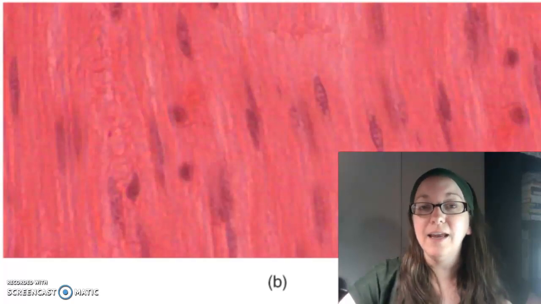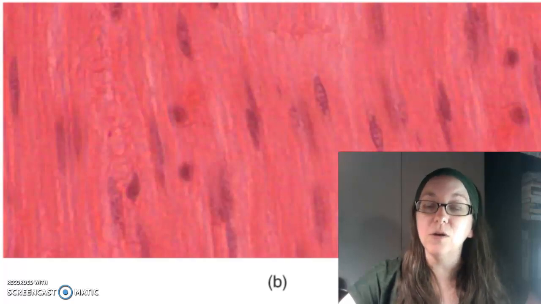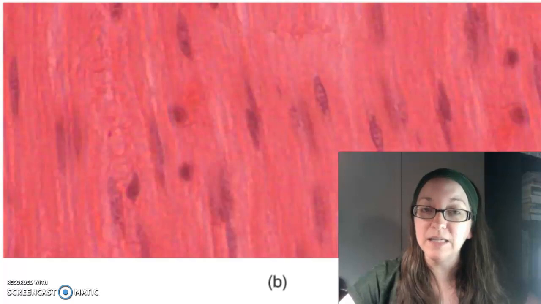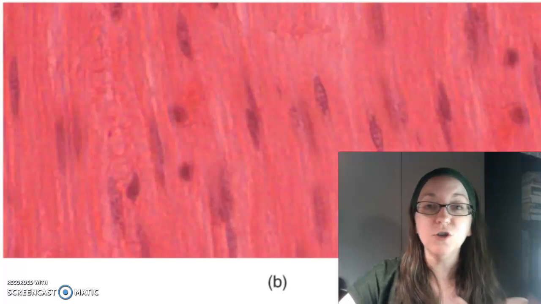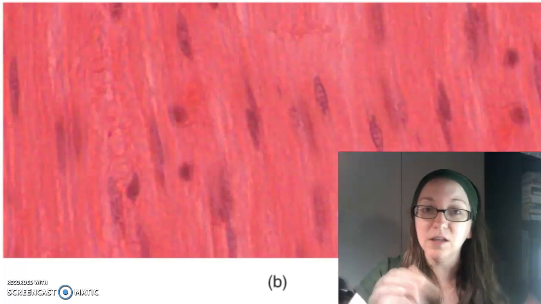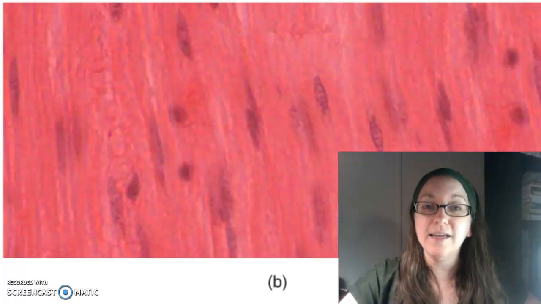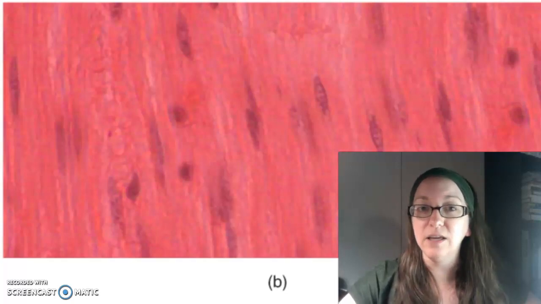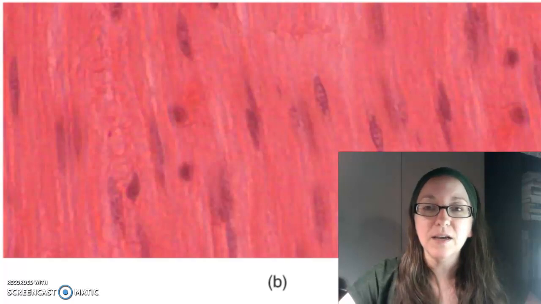Now, smooth muscle is single nucleated. There's only one nucleus per cell as opposed to the skeletal muscle. There's no striations, so you don't see those hash marks. And there's no T-tubules or transverse tubules, which are important in contraction. Smooth muscle contracts a little differently than skeletal muscle does.